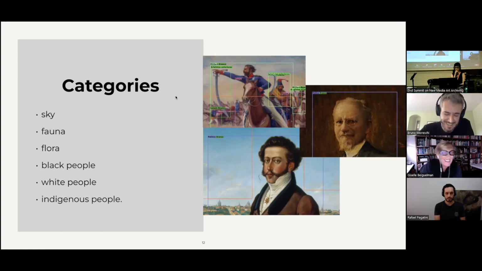Okay, thank you, Gisele. So to create our data sets that Gisele is explaining, we jointly and critically chose 50 categories to tag the museums' artworks. And from them, we defined our final categories: sky, fauna, flora, Black people, white people, and indigenous people. Those categories correspond to confluent elements present in Brazilian historical painting and in the Brazilian modernist approach. So here I will show some of our results with AI.